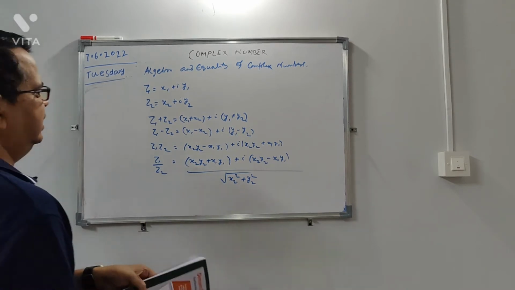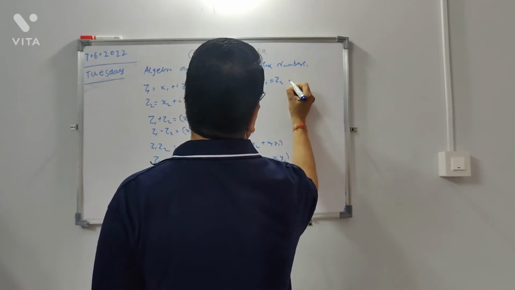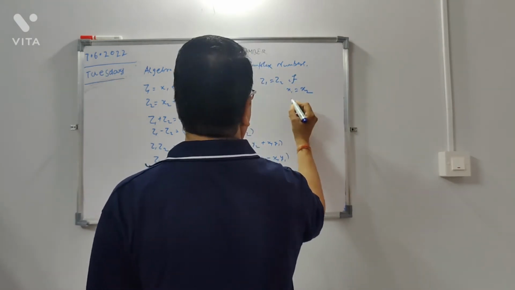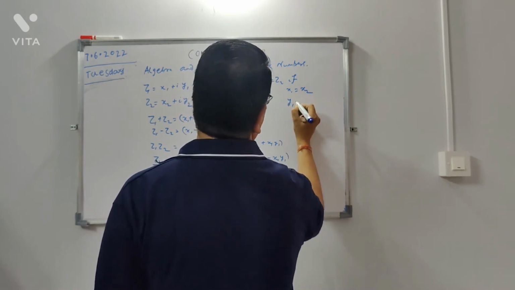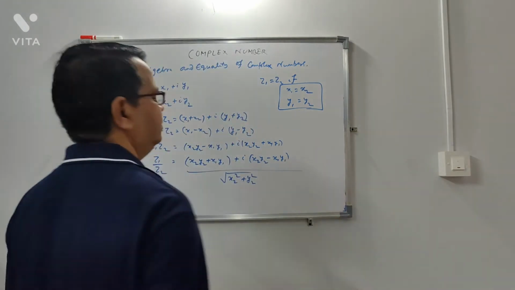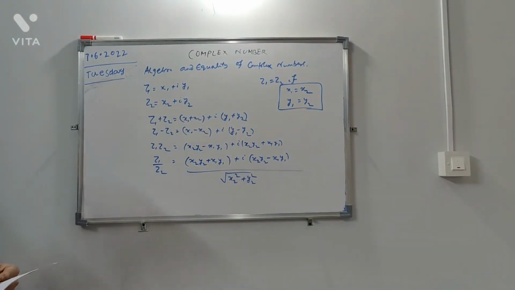When you say z1 and z2 are equal, z1 is equal to z2 if the real and imaginary parts are equal, that is, x1 is equal to x2 and y1 is equal to y2. If this condition is satisfied, then the two complex numbers are equal.